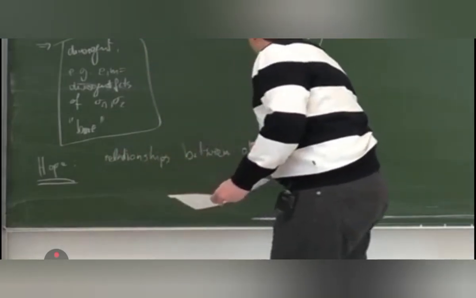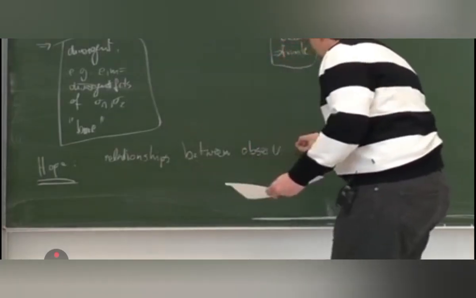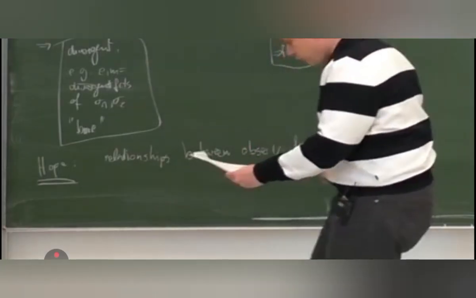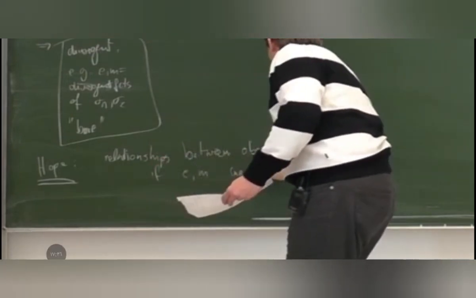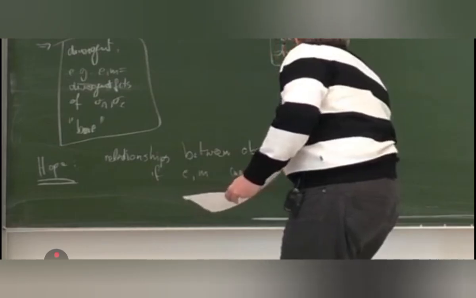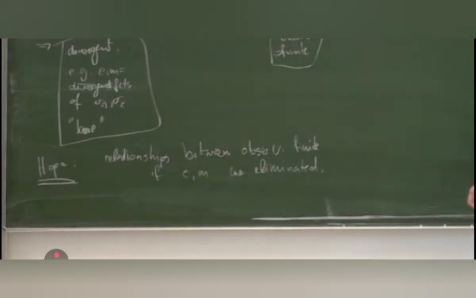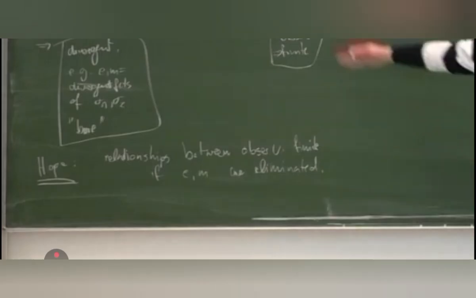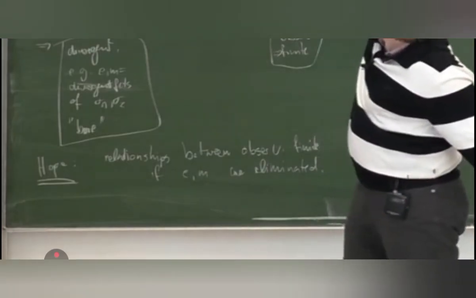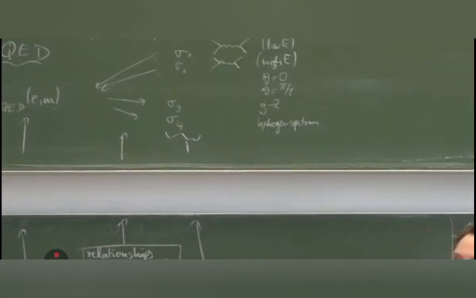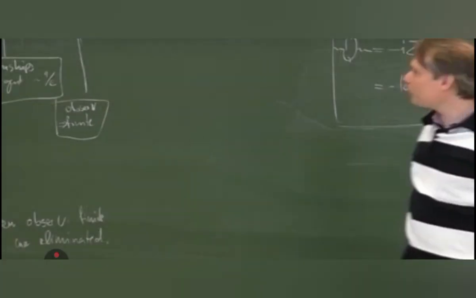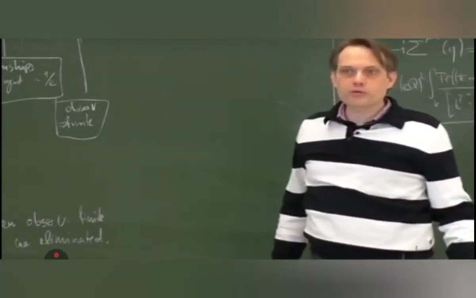Between observables could be finite if E and M are eliminated. Okay. At least it's a logical possibility, right? Even if all those relationships here are divergent, it can be that the relationships between the observables, eliminating the left part of the picture, could be finite. And that is, of course, actually the case. But that is a non-trivial statement. It's not obvious. I do not claim it's obvious, but it's a logical possibility which is actually correct.